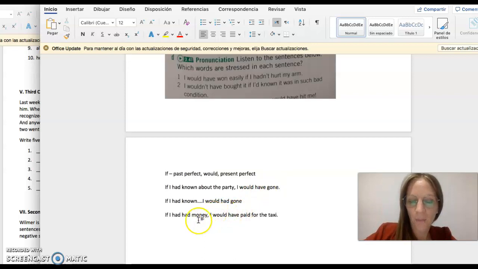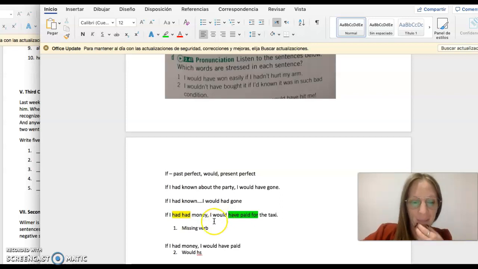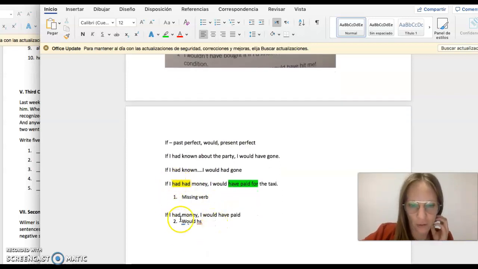So the first important part is the if clause is past perfect. The would clause is present perfect. Okay, so another common error is sometimes there's a missing verb. So instead of if I had had money, maybe people wrote if I had money, I would have paid for the taxi. Okay, but that's not the third conditional. The third conditional needs the had. All right.